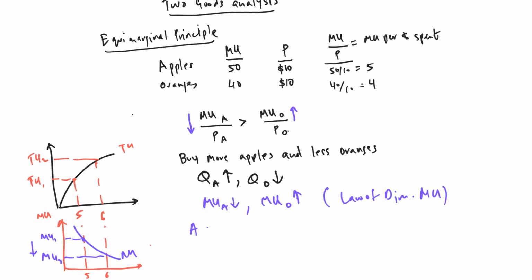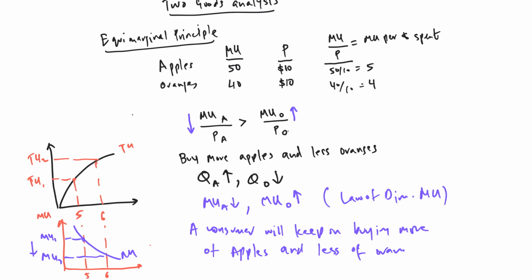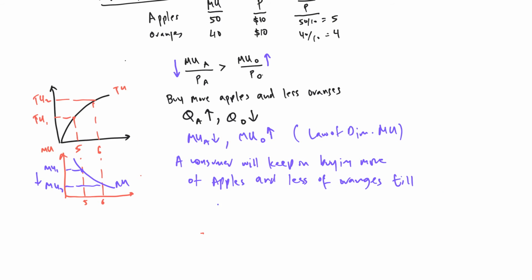So a consumer will keep on buying more of apples and less of oranges till MU of A over price of A is equal to MU of O over price of O. We believe that you will keep on buying more of apples and less of oranges until this equation is met.